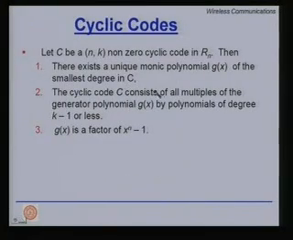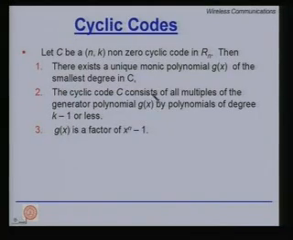So, let C be an (n, k) non-zero cyclic code in Rn. Then there exists a unique monic polynomial g(x) of the smallest degree in C. This is a special polynomial. The cyclic code C consists of all multiples of the generator polynomial g(x). So, we call this the generator polynomial. It is the analog of the generator matrix.